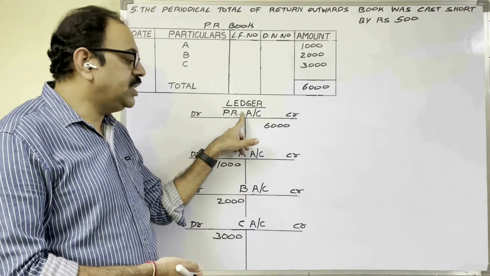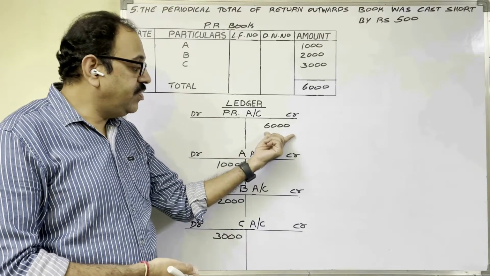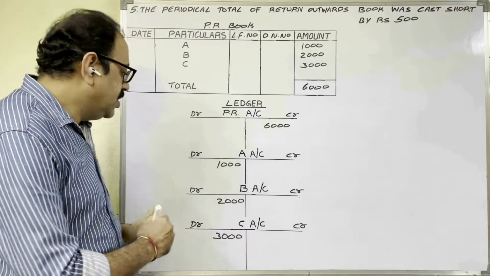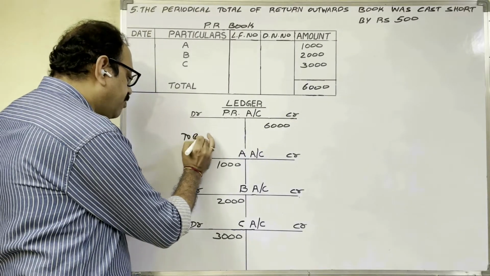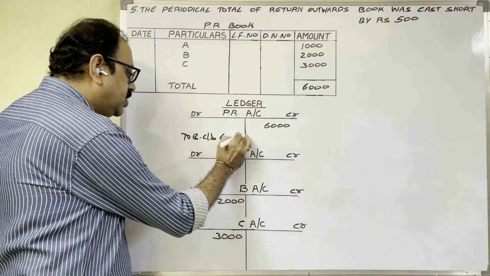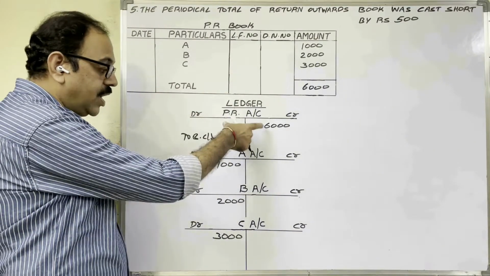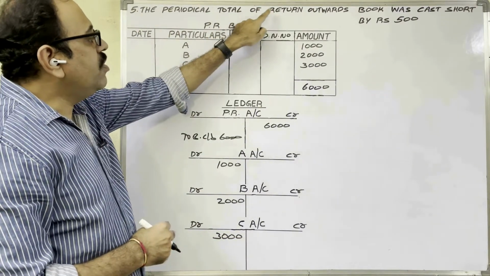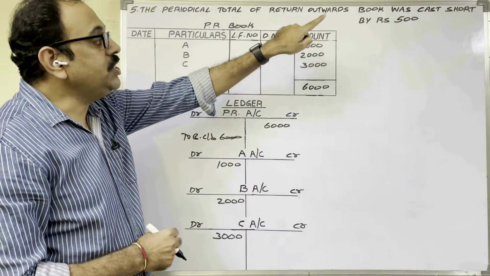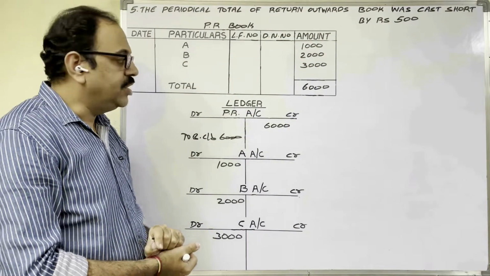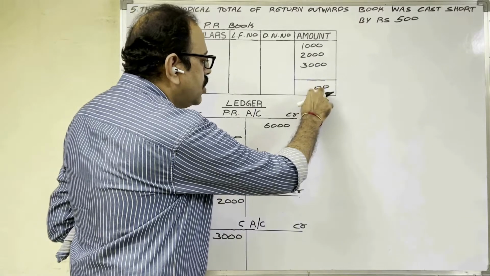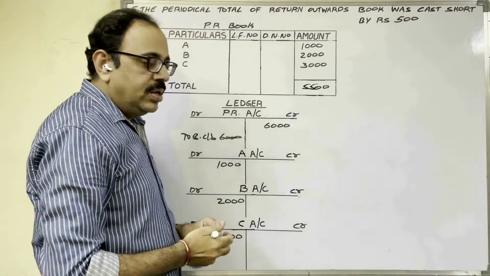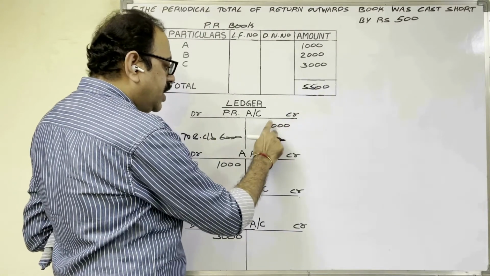Now in the purchase returns account, on the credit side we wrote 6,000 rupees. Then balance carried down comes on the debit side: to balance carried down 6,000. Correct recording, correct posting. Now observe the mistake. The periodical total of the returns outward book was cast short by 500 rupees. Means instead of writing 6,000, the accountant wrote 5,500 as the total. Then only this wrong amount they posted on the credit side.